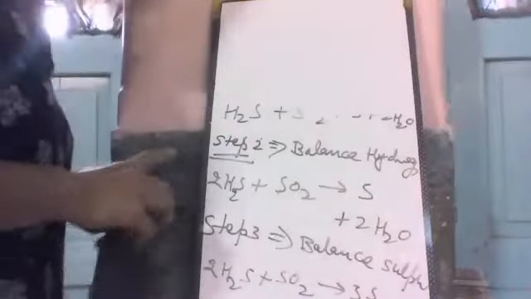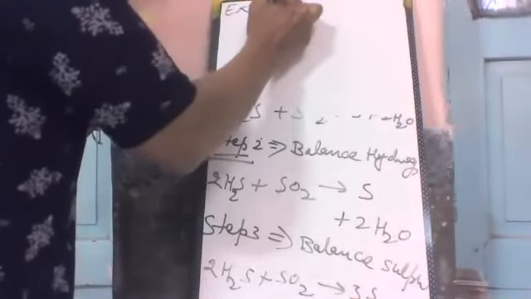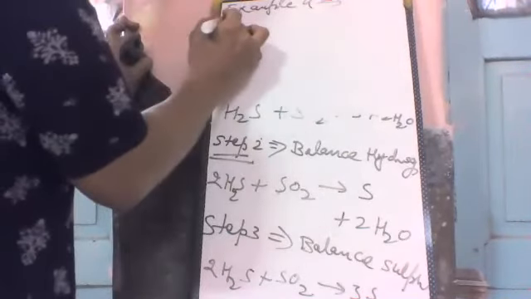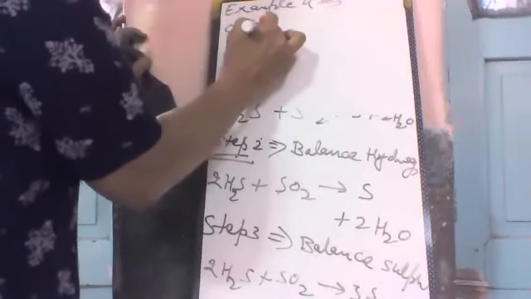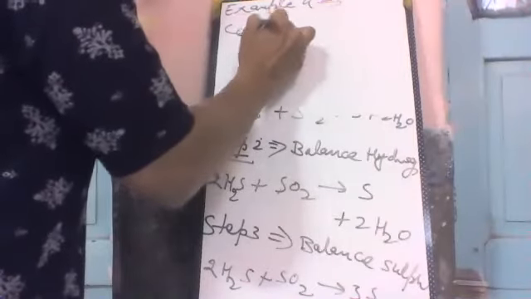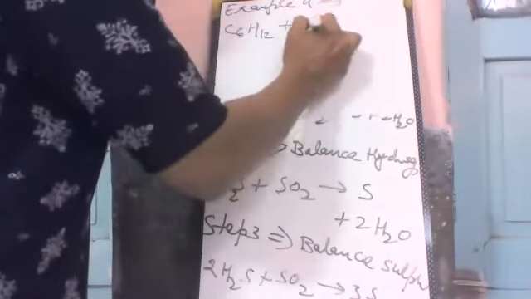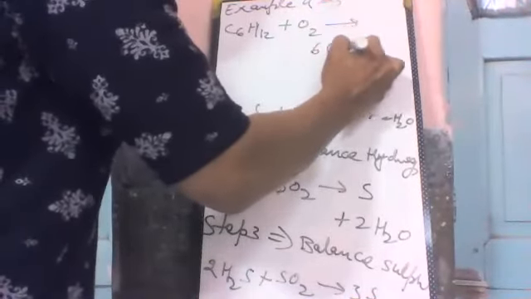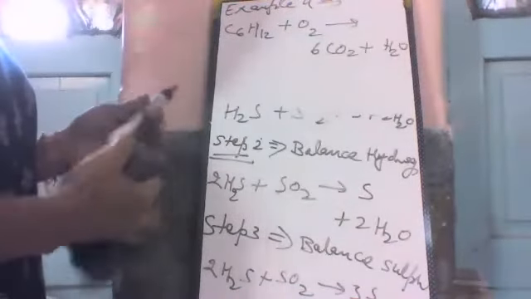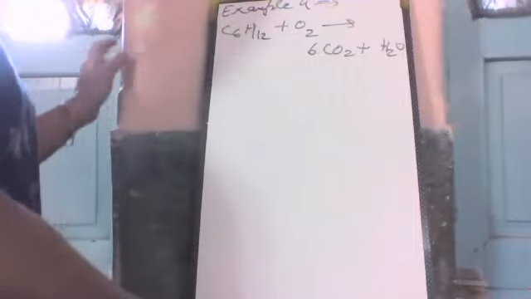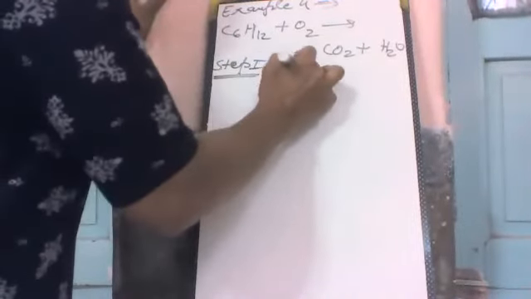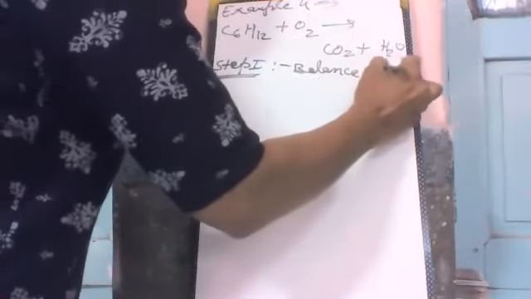The last example of balancing the equation, example 4, is C6H12 plus O2, forming 6 CO2 plus H2O. First we have to balance the number of carbon. Step 1. Balance carbon first.